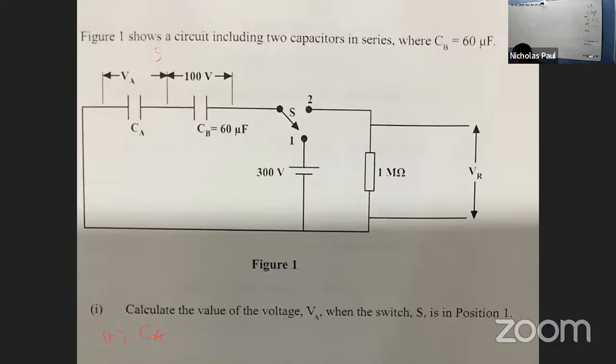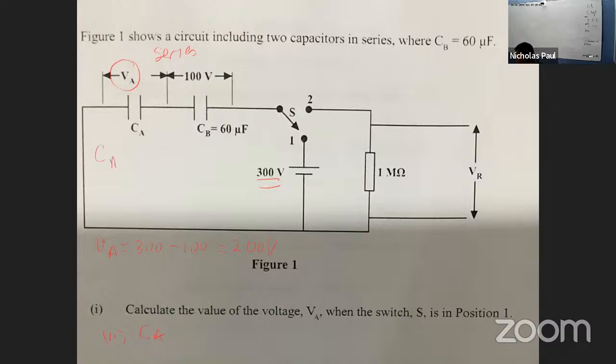CA and CB are in series. We know voltage splits up and we know that current is the same. First thing first, they want us to find VA. I know that the total voltage is 300. So it means that VA is 300 minus 100, which is 200 volts. And then they want us to find CA.